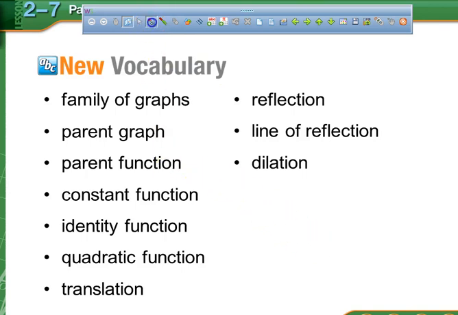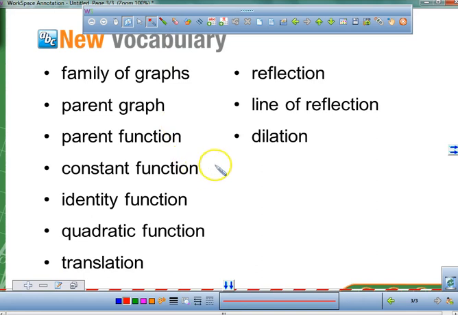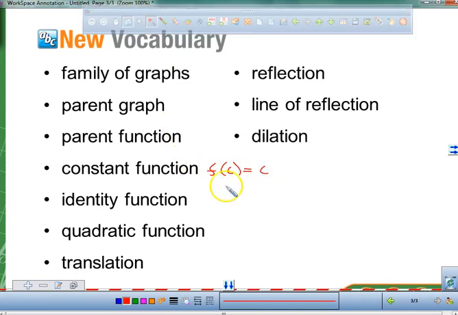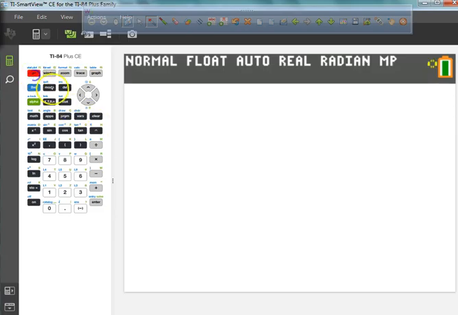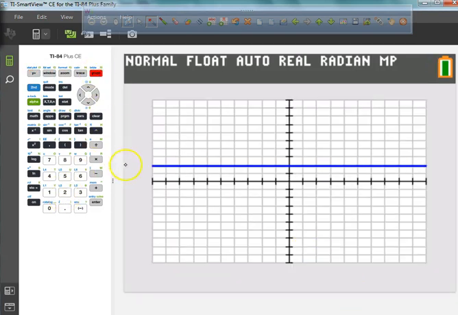Now, for a constant function, okay? For a constant function, you're just going to write f of c is equal to c. Like, what the heck is that? f of 2 is equal to 2. f of 5 will just equal 5. That's what a constant function is. A constant function is a horizontal line. If I say y equals and I type in the number 2 and hit graph, what happens? It just goes. That's a constant function.